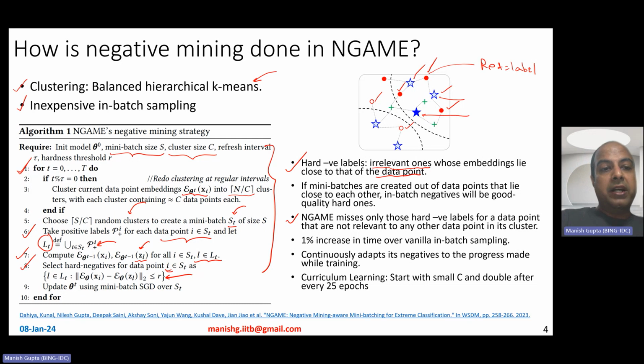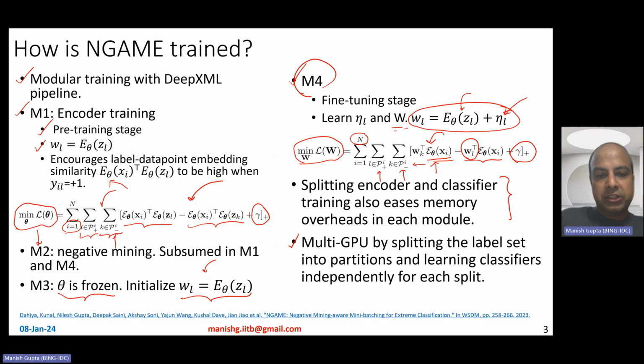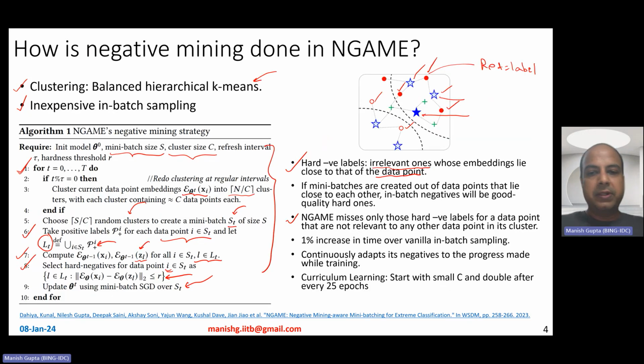Also, it is inexpensive. Why is it inexpensive? Because these hard negatives are not really sampled from anywhere and everywhere else. They are actually positives for some other data points in the same batch. So you're doing sampling and embedding computation for in-batch labels only, which makes this very inexpensive. And after you've figured out positive and negative labels for a data point, you essentially update your thetas using the mini batch, using mini batch gradient descent on that optimization function.